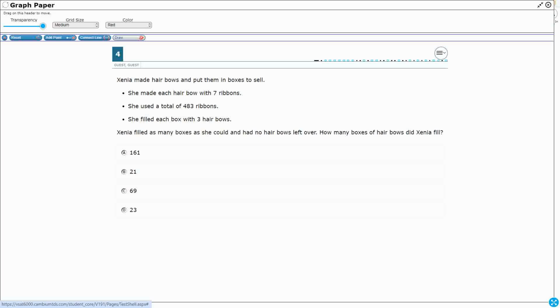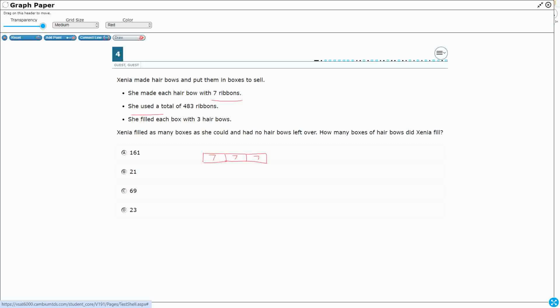All right, so Xenia is making some hair bows, and she wants to put them in boxes to sell. Each hair bow takes 7 ribbons. I'm not going to try to draw a hair bow. I'm just going to draw a little rectangle. That's my hair bow, and that takes 7 ribbons. So 7 ribbons makes a hair bow, right? So 14 ribbons would make 2 hair bows. 21 ribbons would make 3 hair bows, so on and so forth. These are my hair bows with my 7 ribbons each.